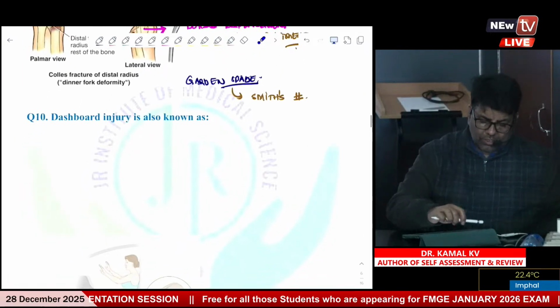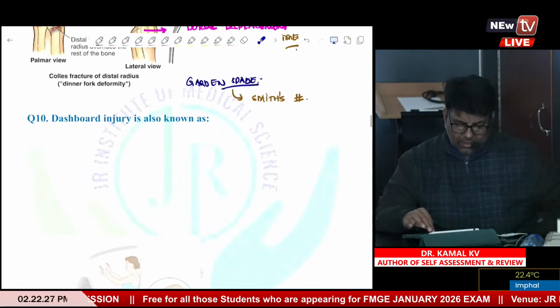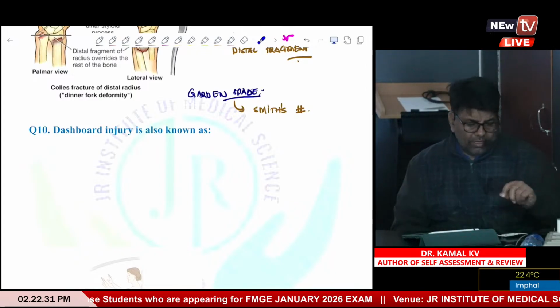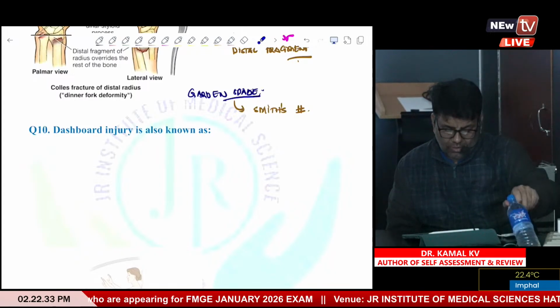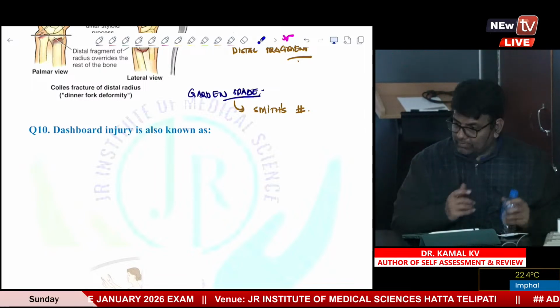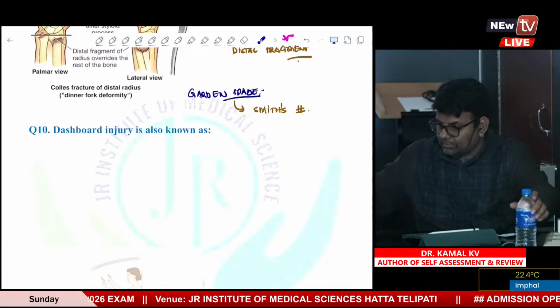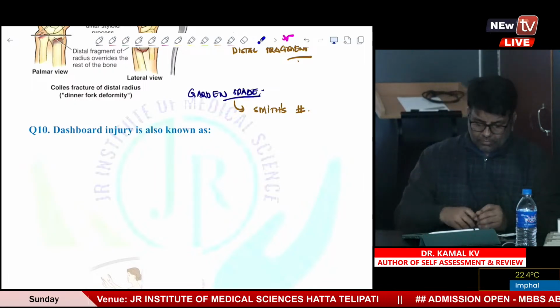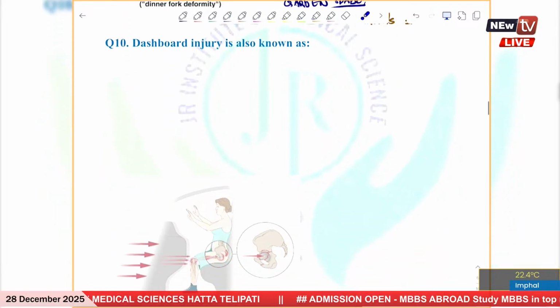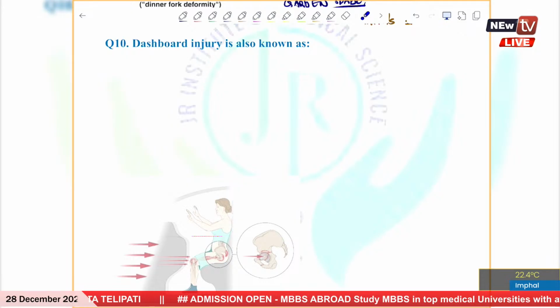Yes, look at this question. What can be the answer here? Dashboard injury. Very good. It is posterior dislocation of the hip. Very good. And look at this image. It will tell you why we call it dashboard injury.